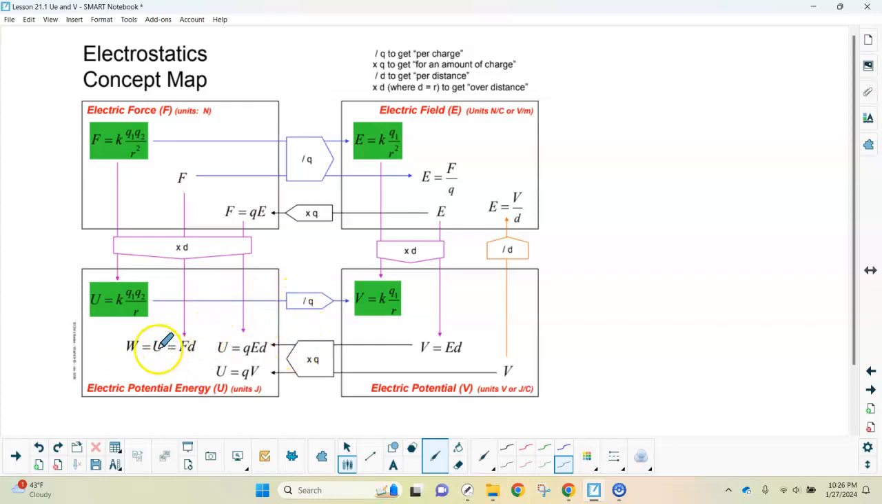If we take the potential energy and divide it by Q, we get the potential. That's what we talked about in today's lesson. So V is equal to KQ times 1 over R. And then if we took the electric field and multiplied it by a distance, we would get voltage. So that's another voltage equation that we have.